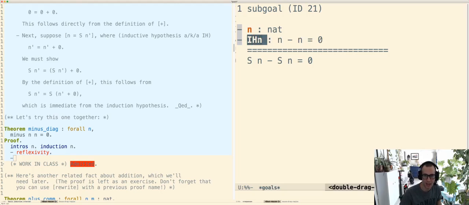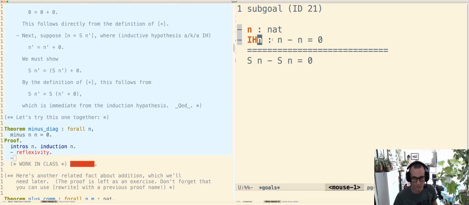Now here it says IH n rather than n prime because n is the name that it chose. I think it's really nice to name inductive hypotheses with the IH or whatever, just to make it really clear where you got it from. In inductive proofs, there's a sort of Chekhov's gun principle, meaning that if you have an IH, you'd better use at least one of them, depending on how many you have.